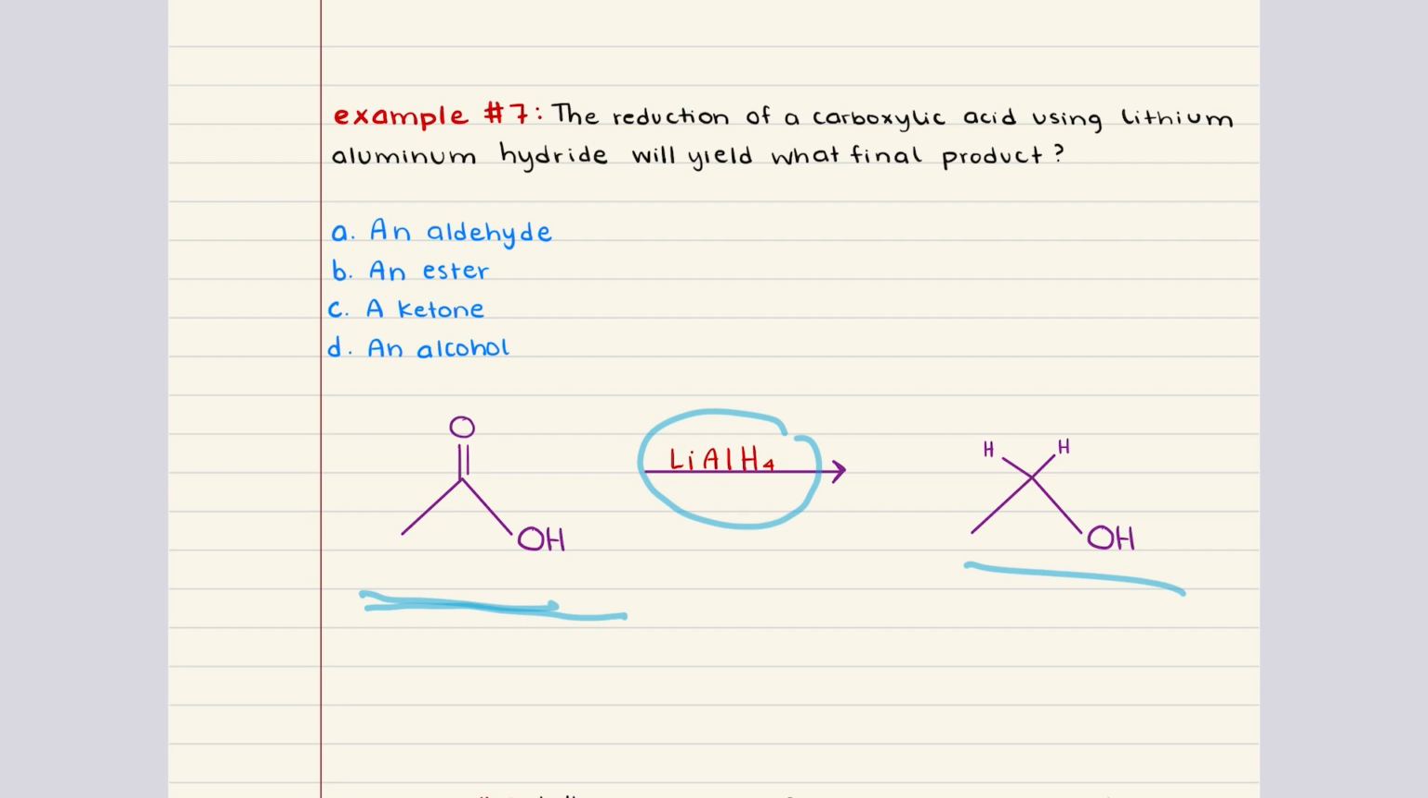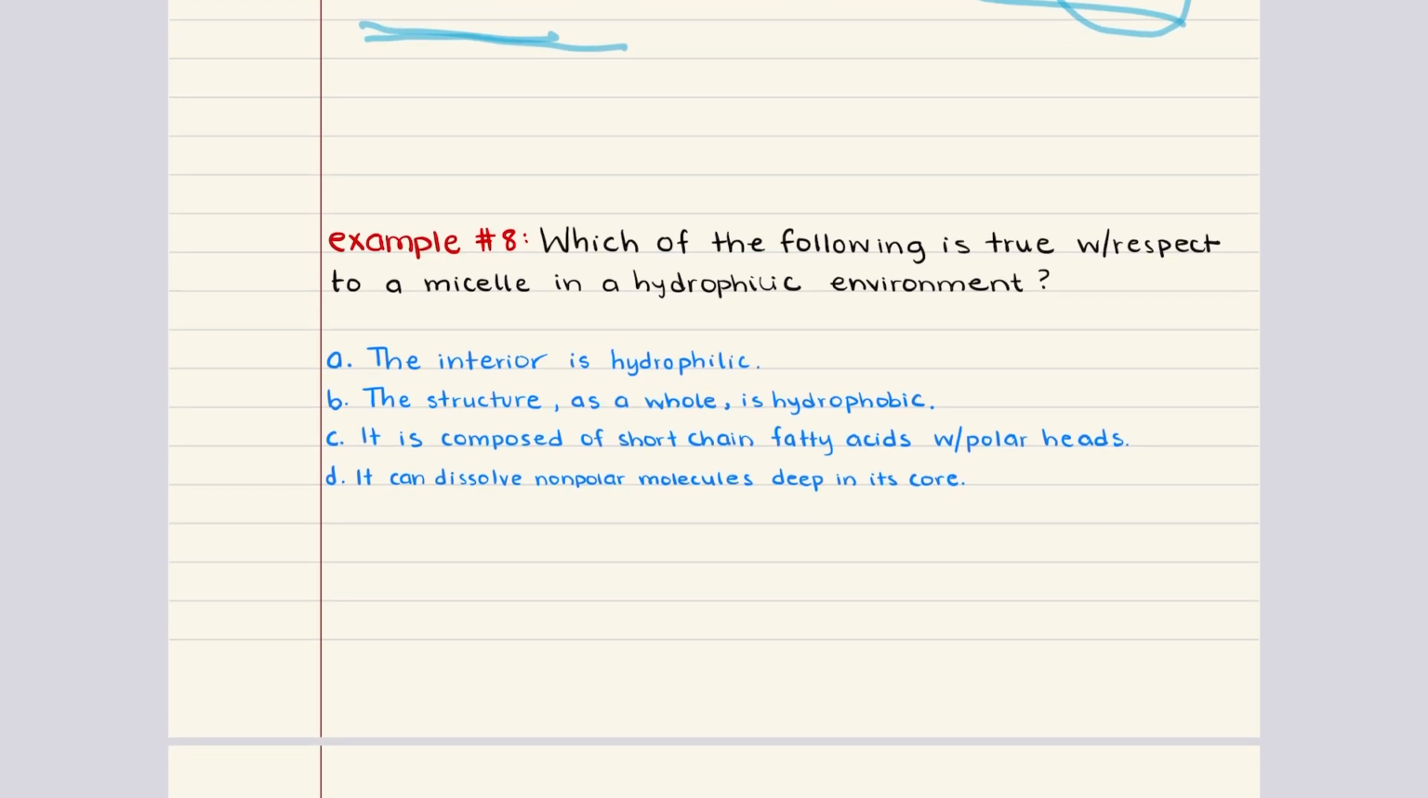So the carboxylic acid is converted into a molecule with a hydroxyl group directly bonded to a carbon that's attached to 2 hydrogens. The correct answer here is D. Problem 8 says, which of the following is true with respect to a micelle in a hydrophilic environment?